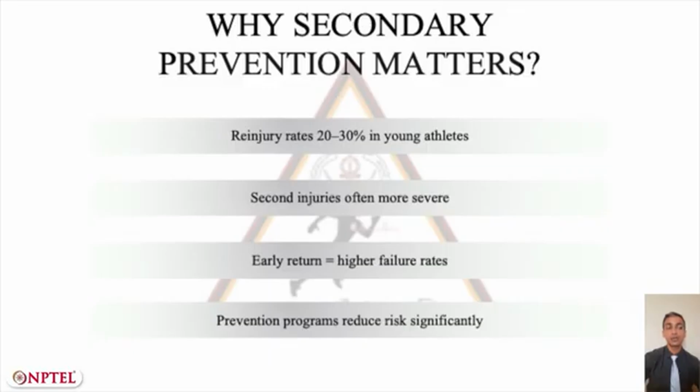In cases of premature return to play, it was observed that young athletes face re-injury rates between 20 to 30%. These secondary injuries are often of greater severity than the first injury. Studies show that prevention programs can cut this risk in half, making secondary prevention essential. In subsequent slides, we will try to understand the components of these prevention programs.